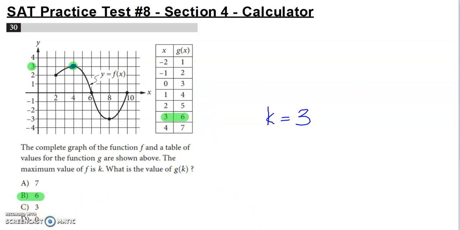We'll talk about the grid-in questions in a separate video or sequence of videos.